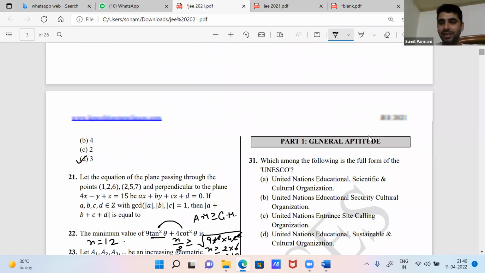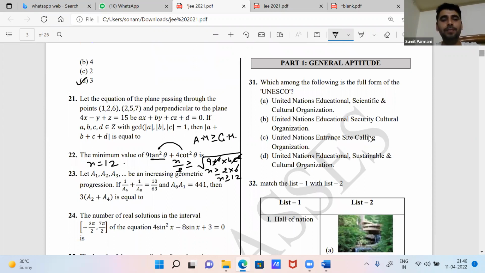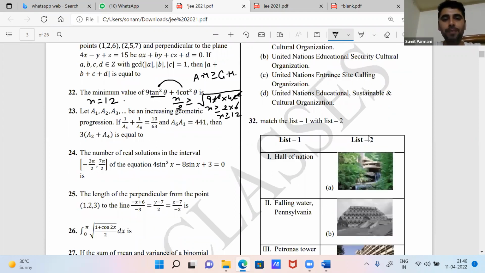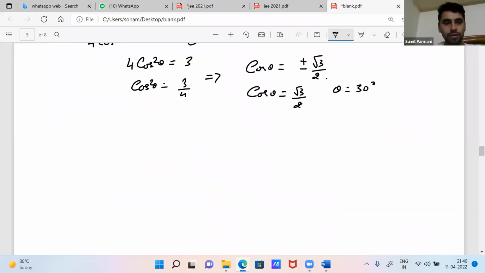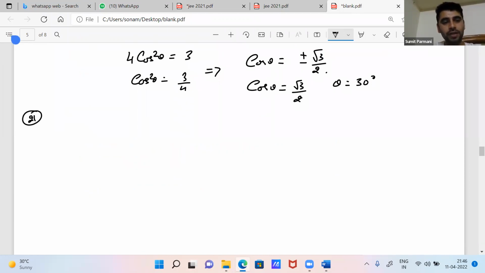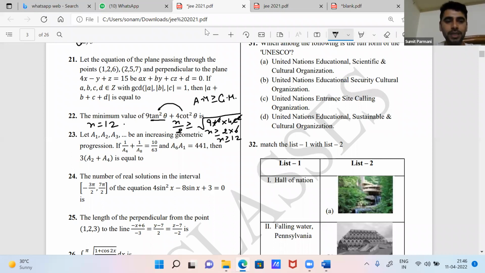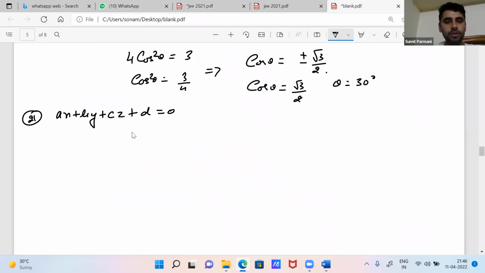21st. Let the equation of the plane passing through these points and perpendicular to this plane be given by AX plus BY plus CZ plus D equals 0. Now this plane is passing through the points (1, 2, 6). So put 1, 2, 6. So we have A plus 2B plus 6C plus D equals 0. This is your first equation.